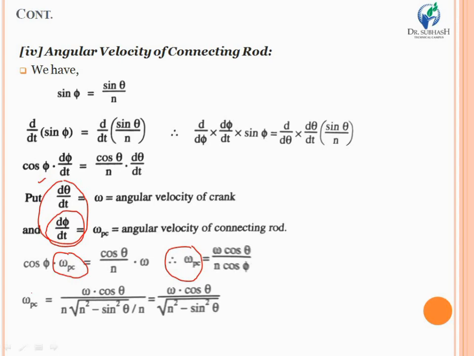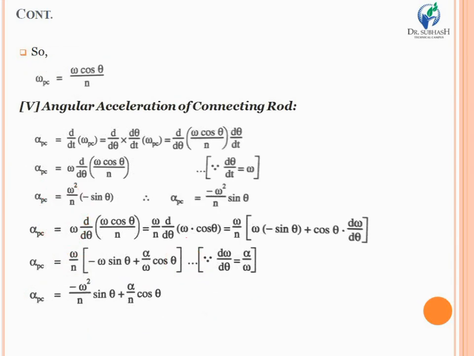Still you can simplify it: omega pc is equal to omega cos theta upon n cos phi, where n cos phi is replaced by under root n square minus sin square theta upon n. By solving that relation you will have omega cos theta upon under root n square minus sin square theta. So this is the relation for the velocity component of connecting rod.